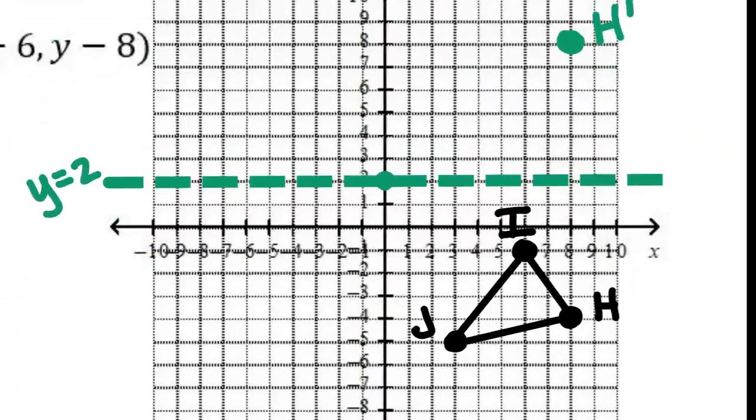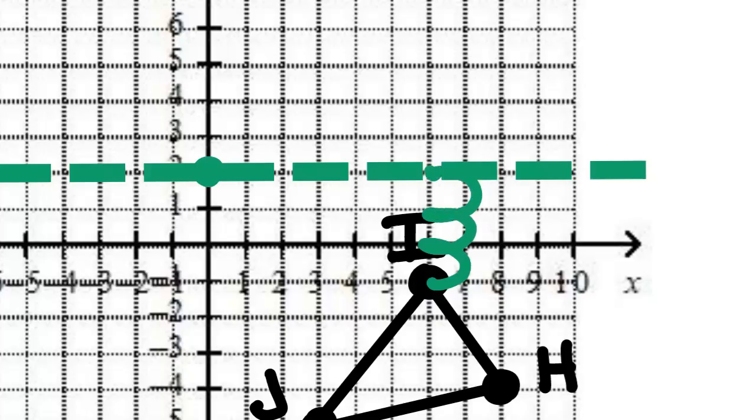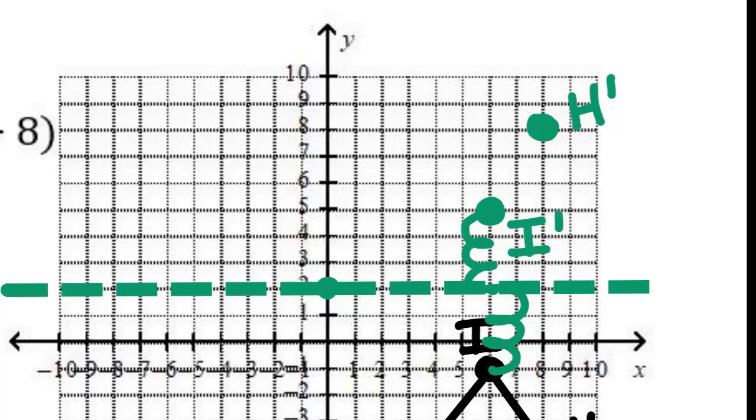All right, let's look at point I. How far away is point I from that line? 3. 1, 2, 3. So on the other side, 1, 2, 3. Right here is I prime. What is that ordered pair? 6, 5.